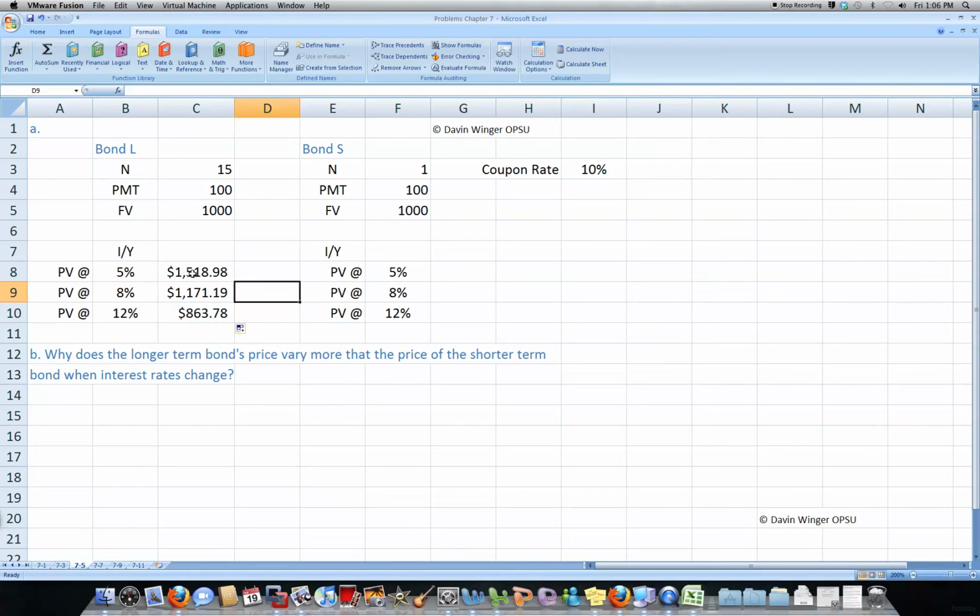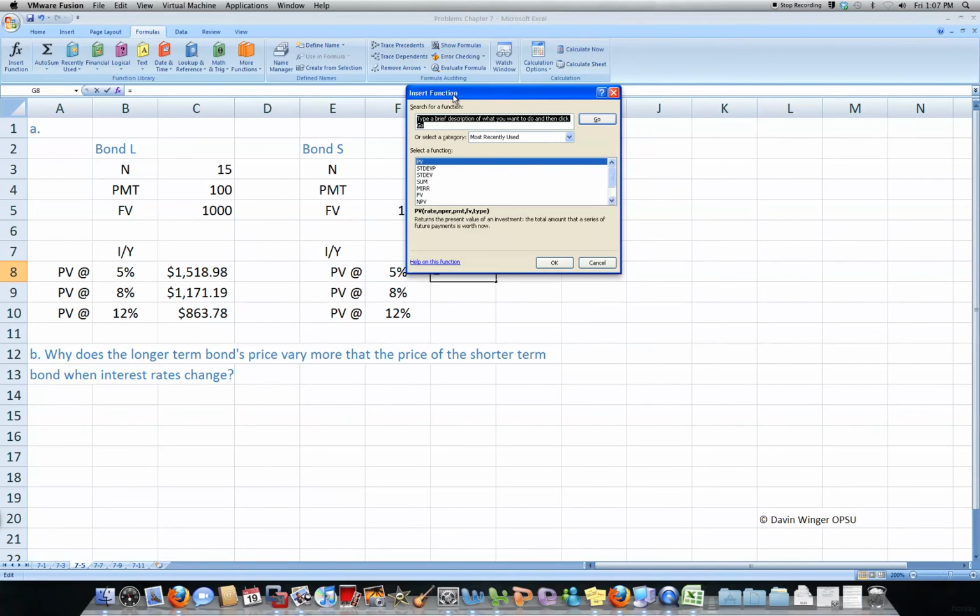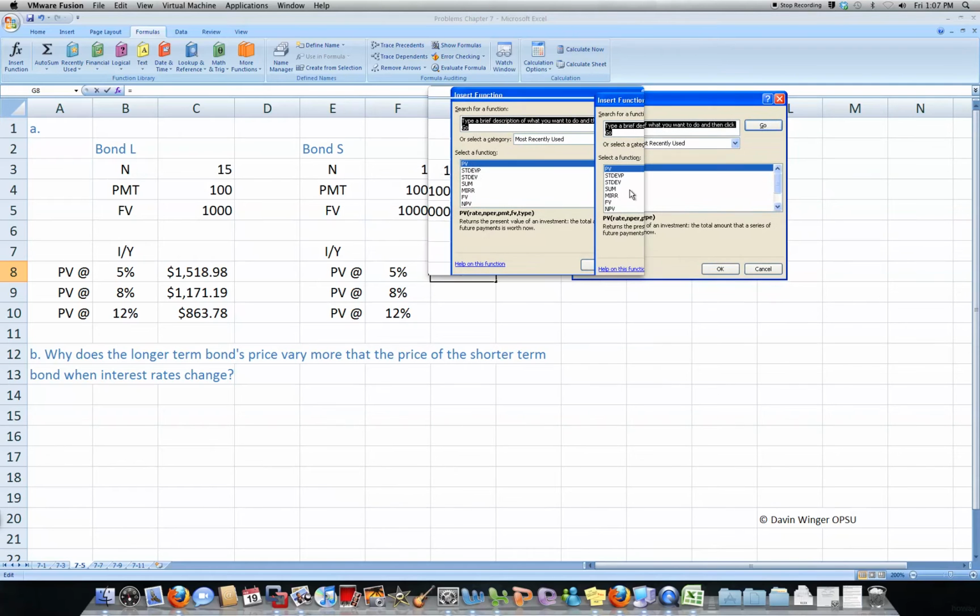We have our present value for Bond L is 1,518 and 1,171 and 863. So now we can do the same thing for Bond S. Let's find our present value.